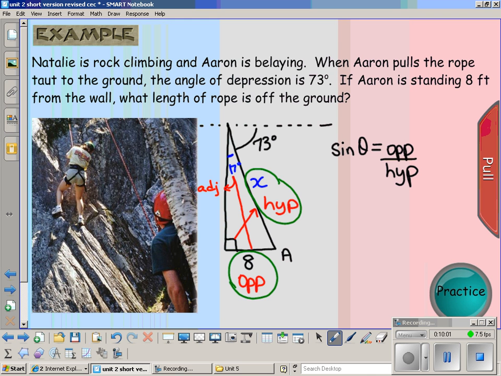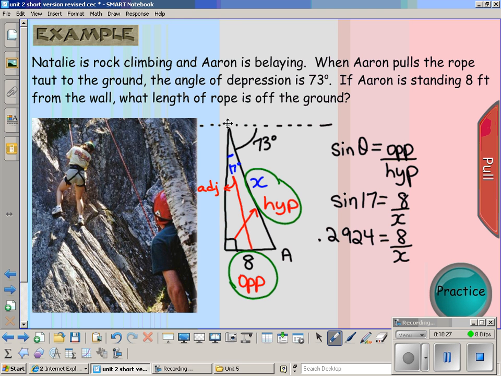So what we do is we continue. Our angle measure is 17. Our opposite side is 8. Our hypotenuse is what we are looking for. We can use our calculator, making sure it is in degree mode. Sine of 17 is 0.2924 equals 8 over x.